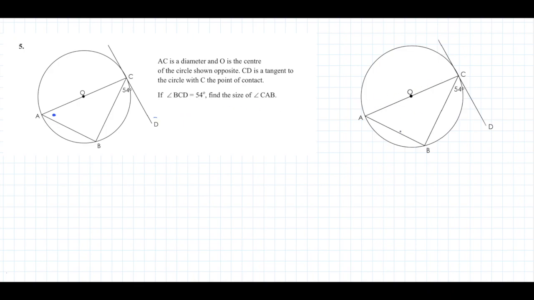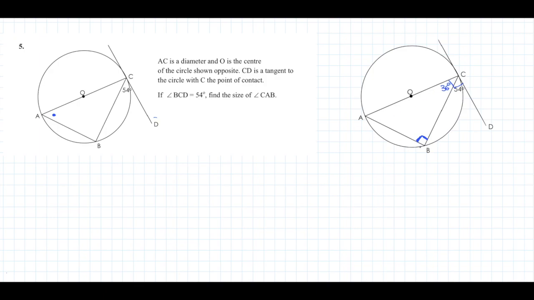AC is a diameter, so here we have an angle at the circumference in a semicircle. So we know this is a right angle. We're also told that CD is a tangent. Now, if we draw the radius to the point of contact, it forms a 90-degree angle. And we know that this is 54 degrees. So we can work out that missing angle. That would be 90 minus 54. So the size of that angle would be 36 degrees, making it add to 90.